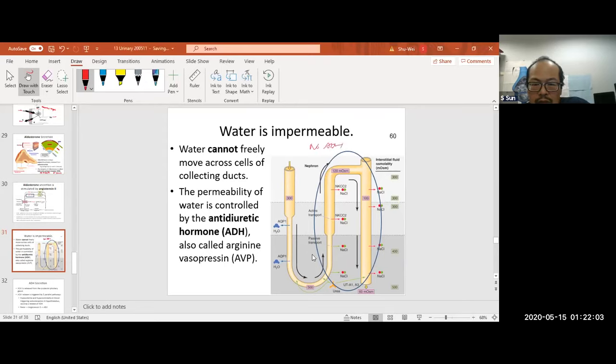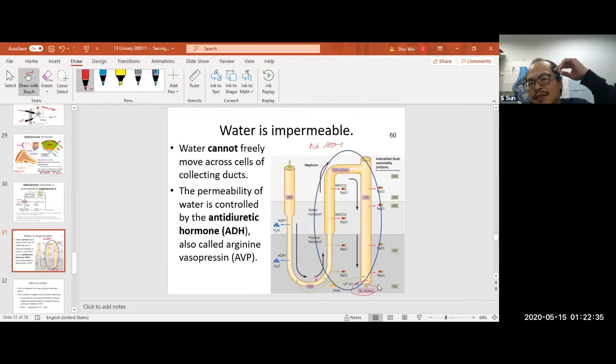With no ADH, after the ascending limb, the loop of Henle is impermeable to water. It only reabsorbs salt, but not water. So you can see that urine is diluted. Urine has 300 or 500 milliosmoles here, and it's all diluted. When we pee out, it becomes only 60 milliosmoles. In the very earlier lecture, we tried to calculate all this osmolarity, and that is the purpose, right here.